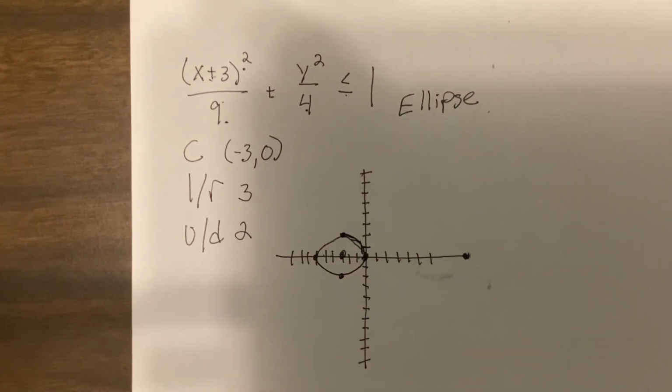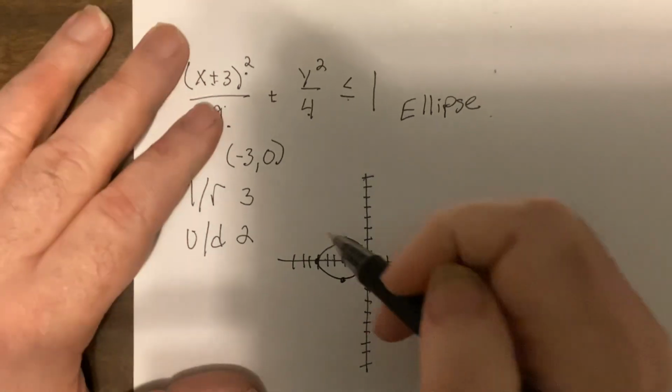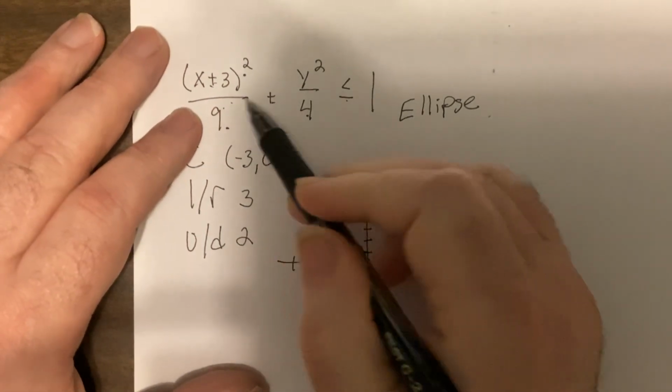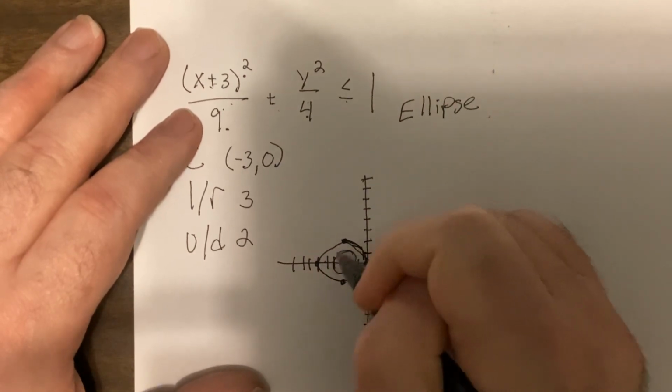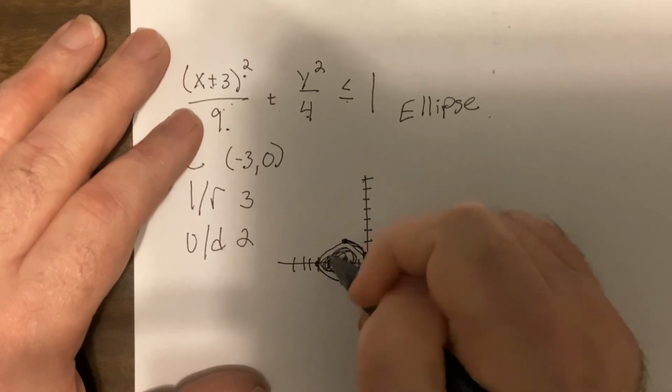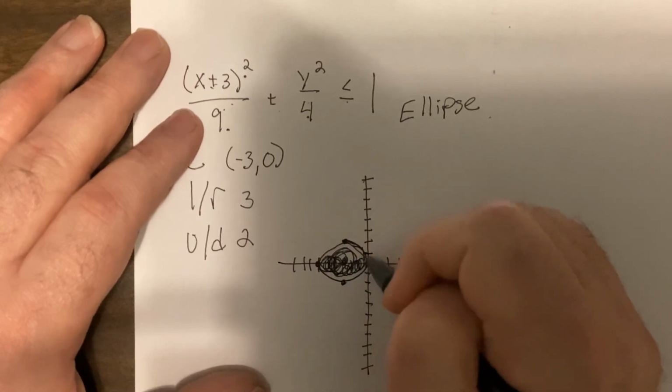But again, there has to be shading. So I'm going to pick the center. 0 plus 0 is 0. Is that less than or equal to 1? It is. So we shade inside. There we go.